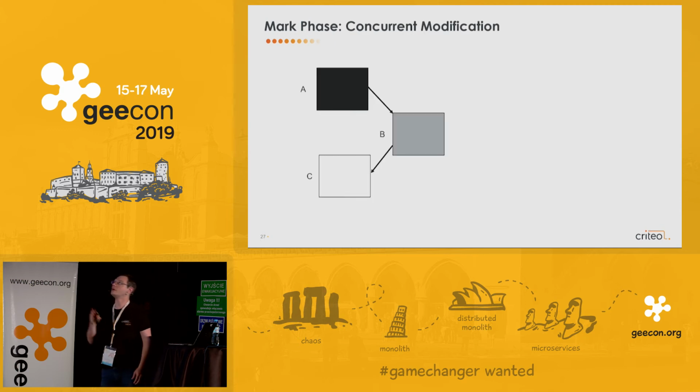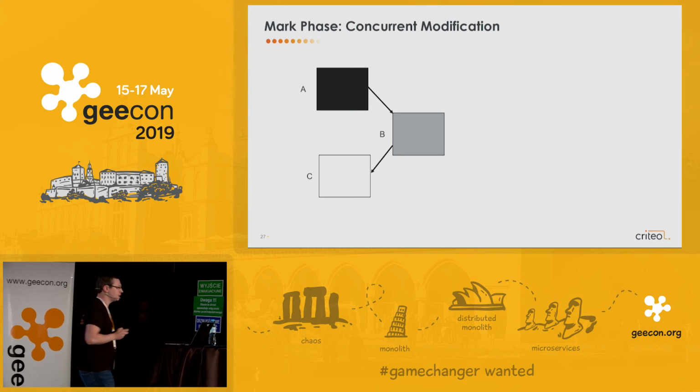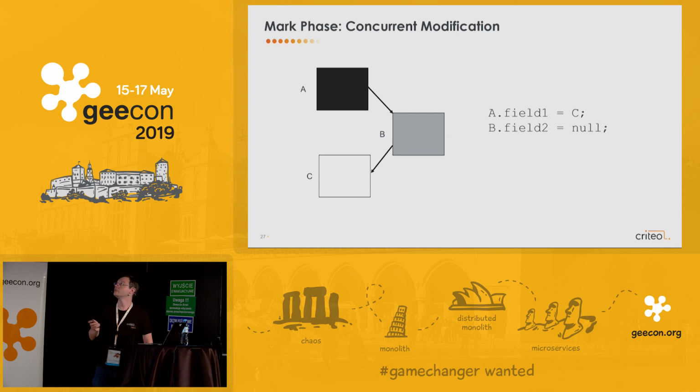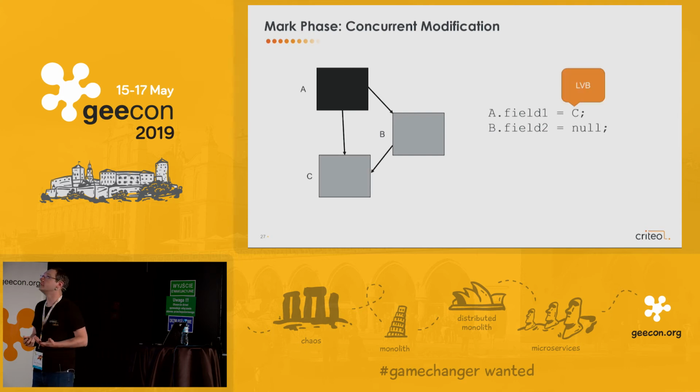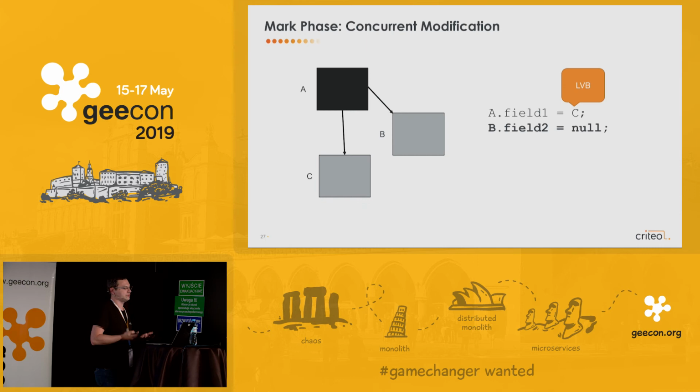So let's see how the incremental update works for resolving the issue that we saw earlier. So still the same. We have an application thread that's trying to modify the object graph. Here, we are loading the C reference. And as we are loading a reference, we are triggering the LVB here. And the LVB says, okay, is the C object marked? No. So we are marking it. That's why it's gray now. And then we continue to execute.